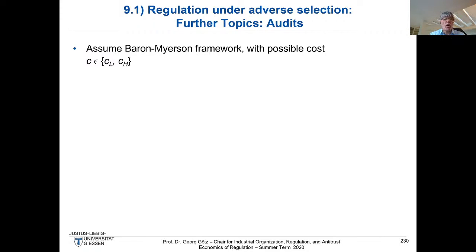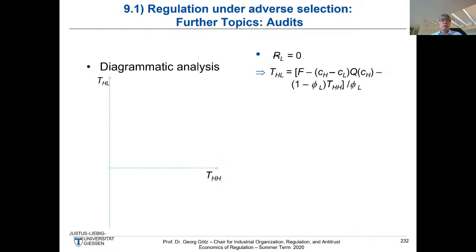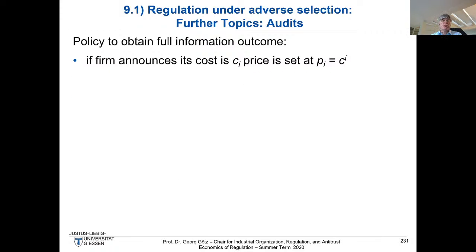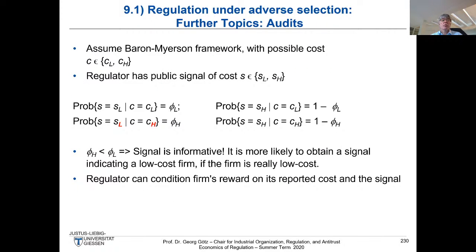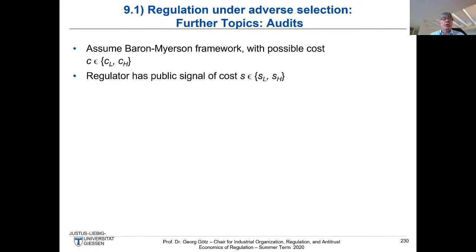So until now, our regulator was not very well informed. The regulator only knew that it's a high or low type and only knew the probability distribution, not more. I think I have another two minutes, but that won't be sufficient. Given that it was such a demanding topic anyway, I stop here. What you will see in this part is rather interesting.